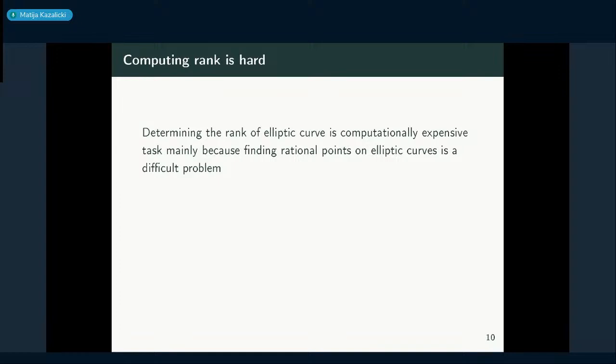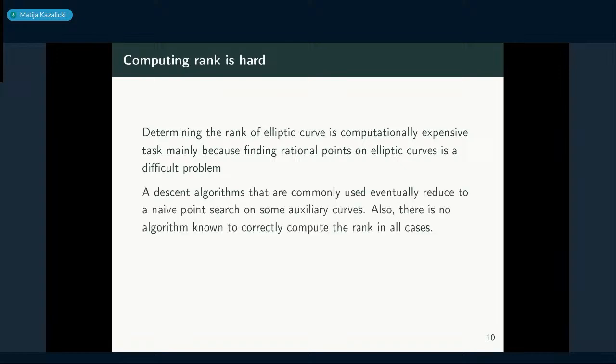The reason for that is that in order to compute the rank of an elliptic curve, you really need some method of finding rational points on an elliptic curve, and that's a difficult problem. If you use the usual descent algorithms, usually this will eventually reduce to a naive point search on some auxiliary curves, and there's no known algorithm which will compute the rank in all cases. So this is a difficult problem, and the question is: is it somehow possible to determine the rank without finding explicit generators, without finding the solutions?